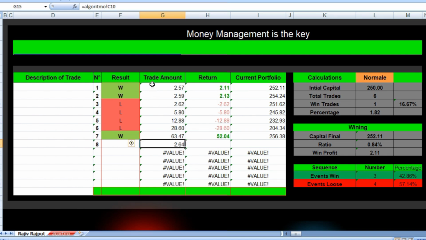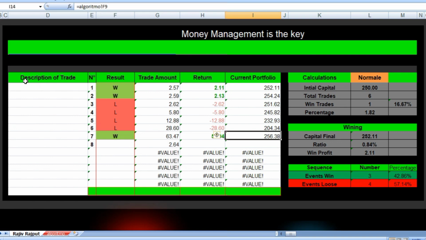On the trade amount column, here you will get the amount of your trade. And on the return column, you will see the numerical representation of your trades, whether you are losing the amount or gaining the amount. And here is another box, where you will see the current portfolio. According to this result, my current portfolio will be $256.83.